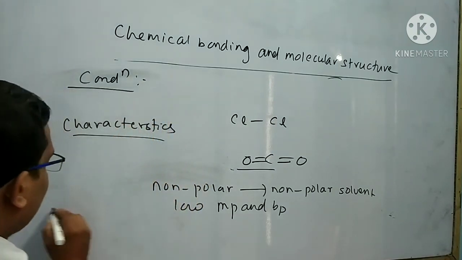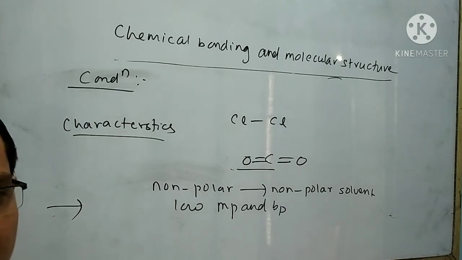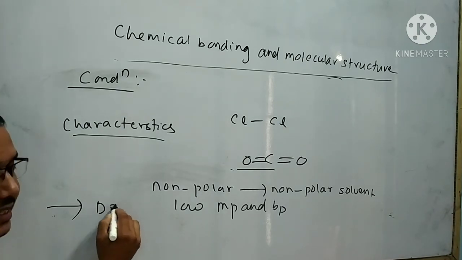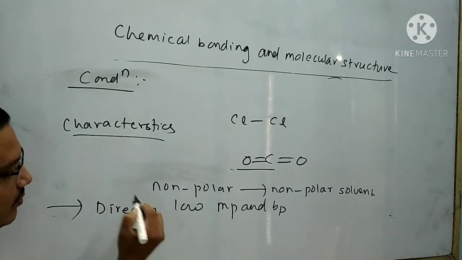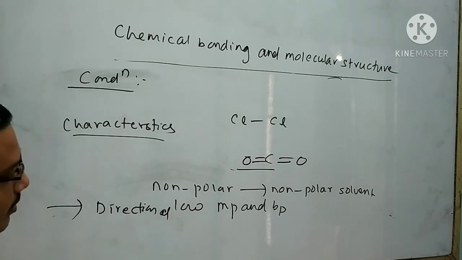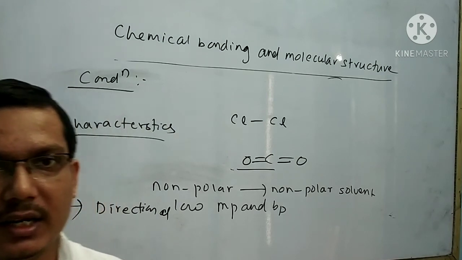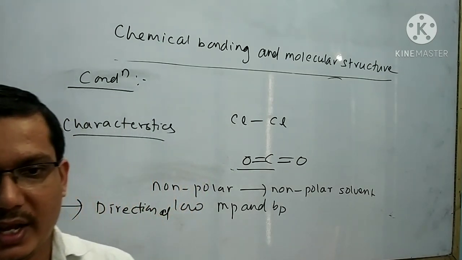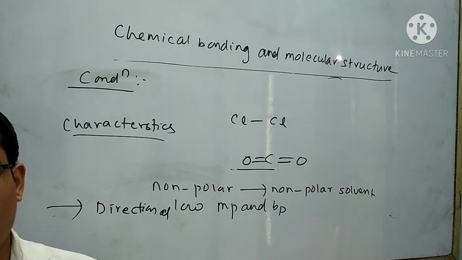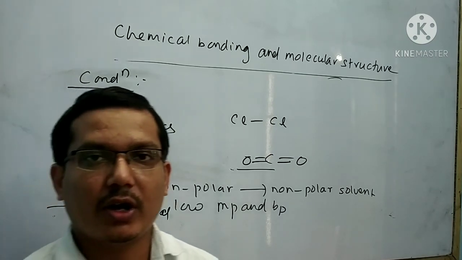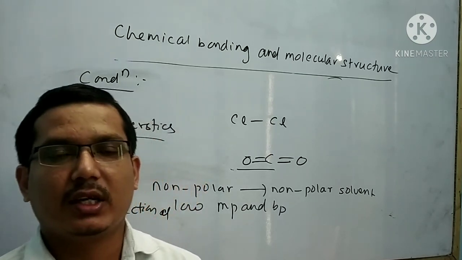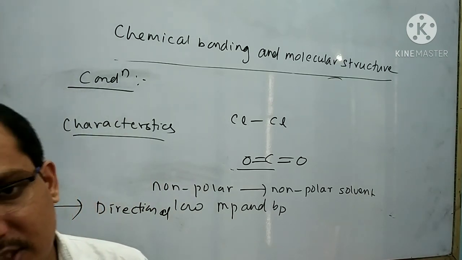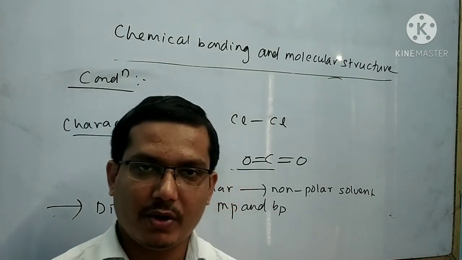Next important point is that covalent compounds are directional. That means they have a certain directional character in their structure. Covalent compounds exhibit slow molecular reactions under ordinary conditions. These are the characteristics of covalent compounds.